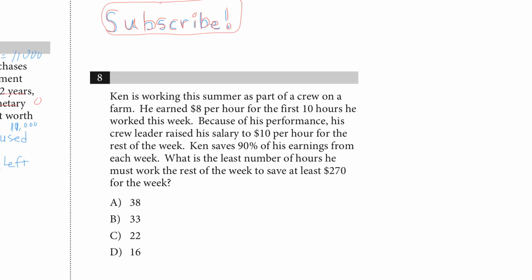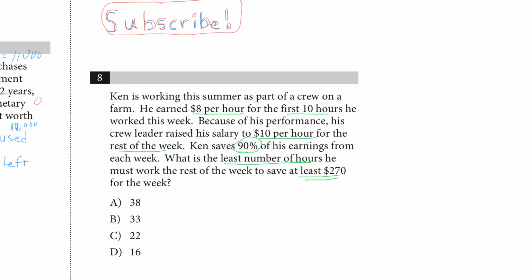Okay, problem number 8. It says, Ken is working this summer as part of a crew on a farm. He earns $8 per hour for the first 10 hours. Because of his performance, the crew leader has raised his salary to $10 per hour for the rest of the week. And he saves 90% of his earnings from each week. What is the least number of hours that he will work to save at least $270 for the week?